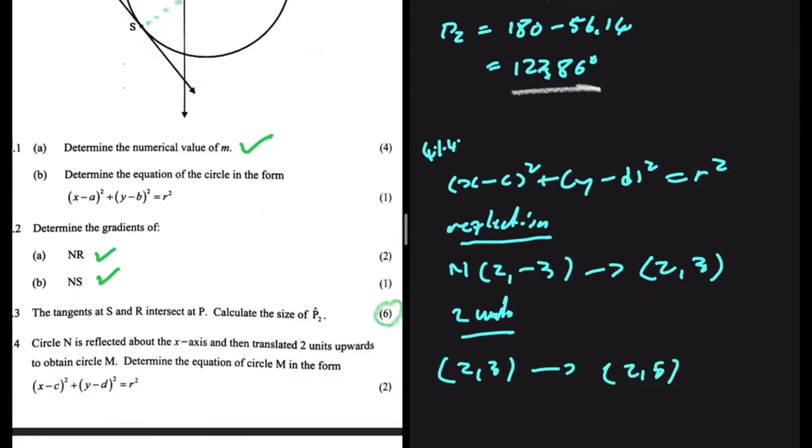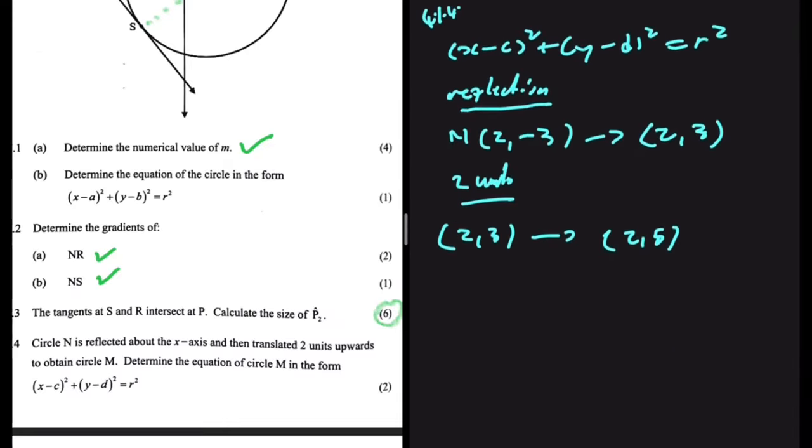If we moved 2 units upwards before the reflection about the x-axis, we would have 2 and minus 1. But we're reflecting about the x-axis first before our translation. Hence, we have 2 and 5 as the coordinates of our center. Now, let's just conclude by setting up our equation. We have x minus 2 squared plus y minus 5 squared being equal to r squared. Nothing was said about the radius, so I'm assuming it's still the same, 289.